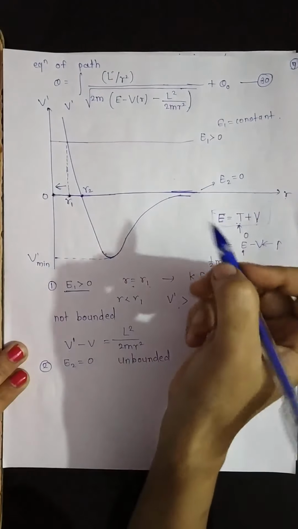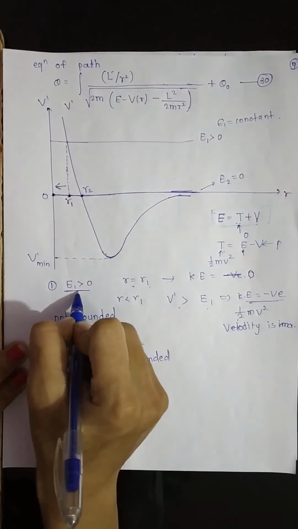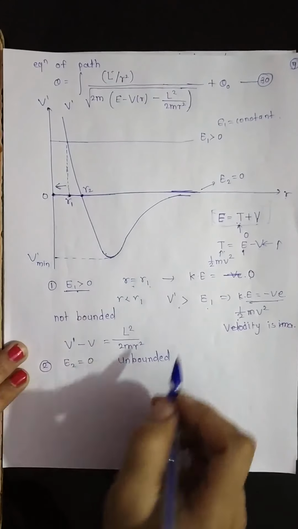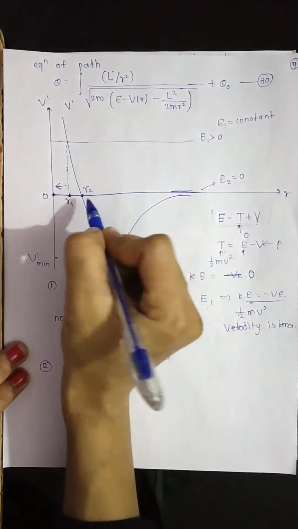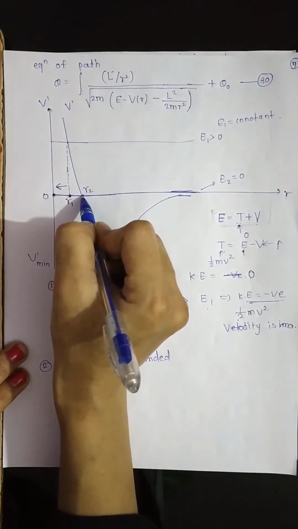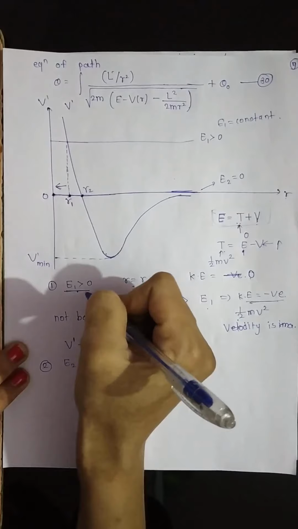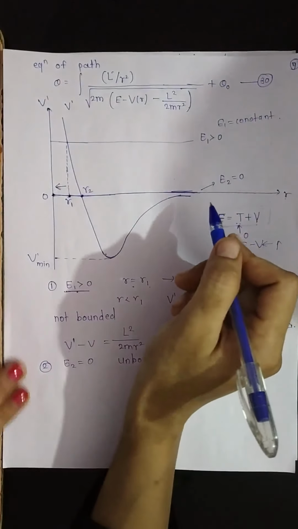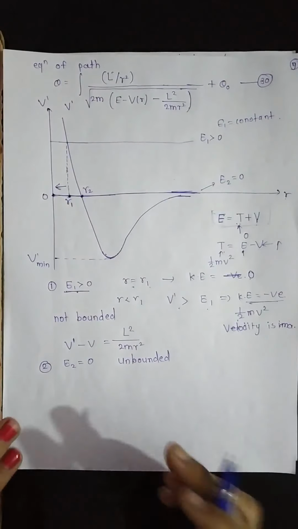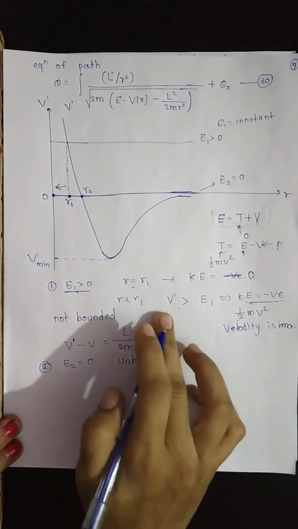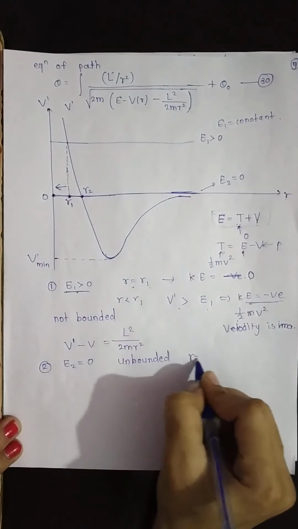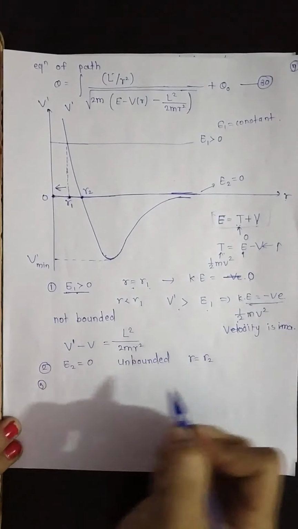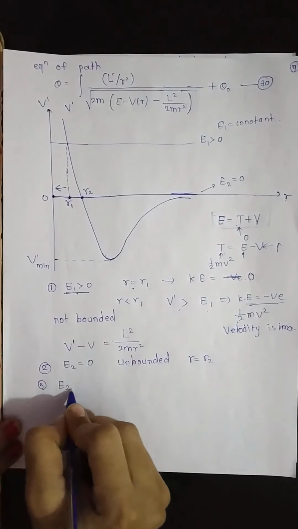So the whole discussion will be the same as that of E1 greater than 0. Here the motion is unbounded, and the particle will have a turning point at r equals r2. Similar to the previous case, the particle will go to infinity, but its radial velocity falls continuously and becomes 0 at infinity. So these two cases are similar to each other. Here the turning point is at r equals r2. Now our third case is E2 equal to 0.